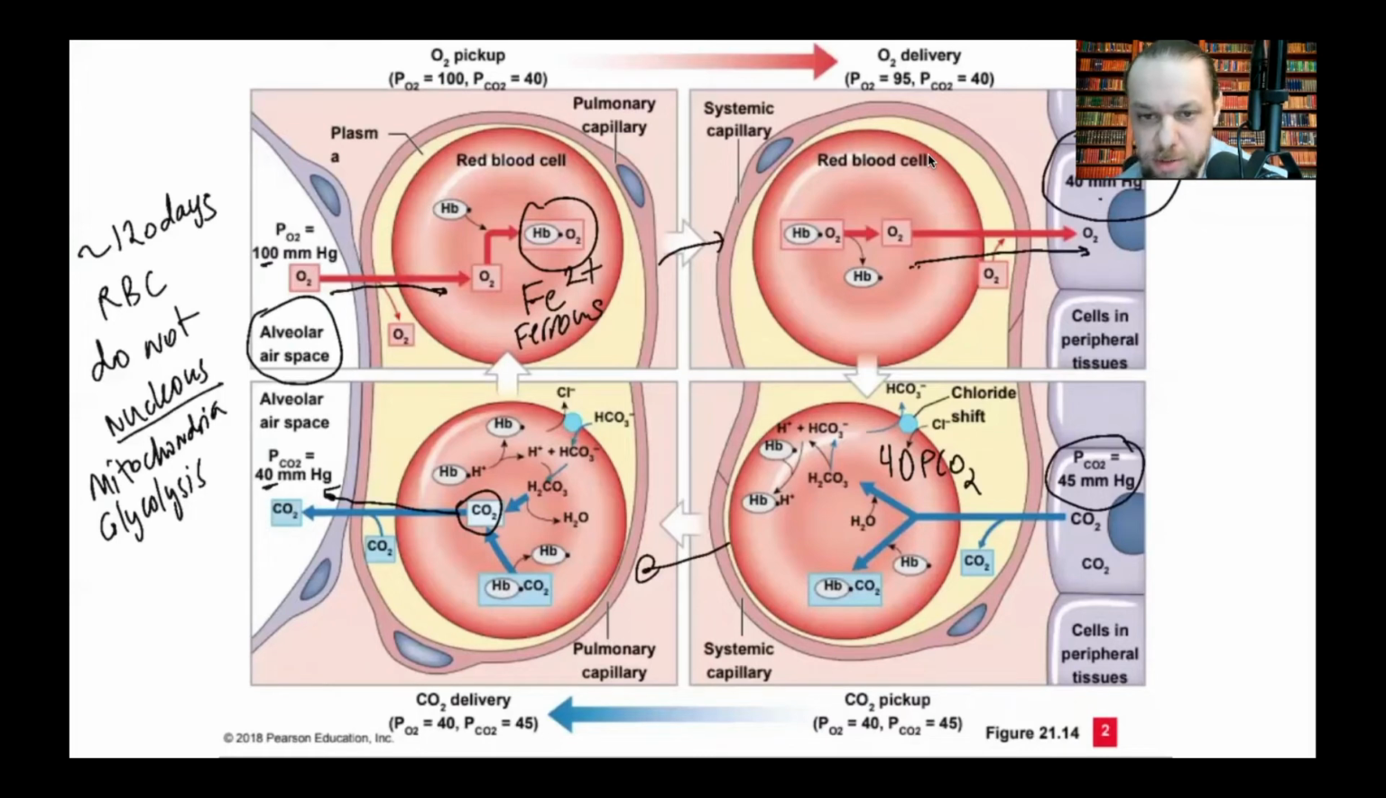All these numbers, I know it looks like a lot, but if you remember, the exchange is from high to low pressure, and the major gases that are exchanged are oxygen and carbon dioxide. Is that clear, or does anyone have any questions? Pretty clear. Okay.